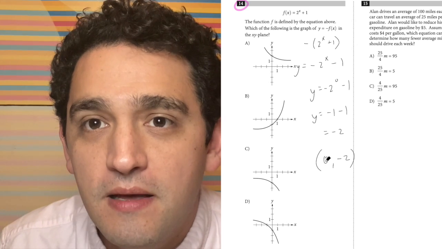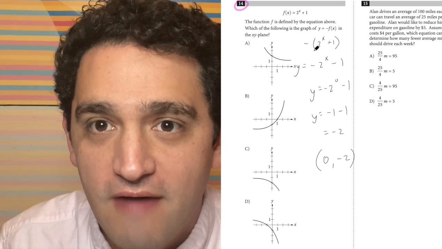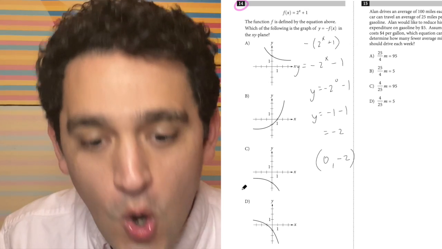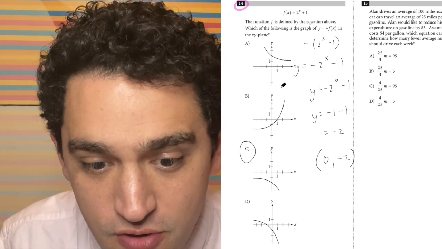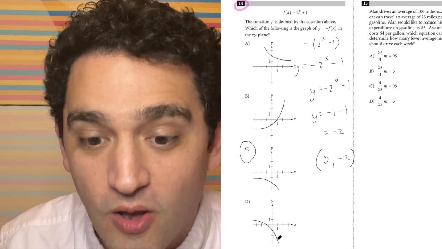This point must definitely be on the graph of negative f of x. The only option that contains 0, -2 is C. Here it's 2, here it's -1, here it's also -1.